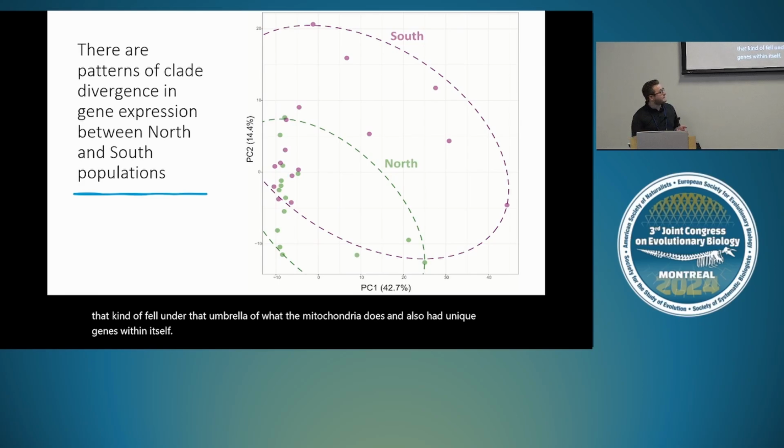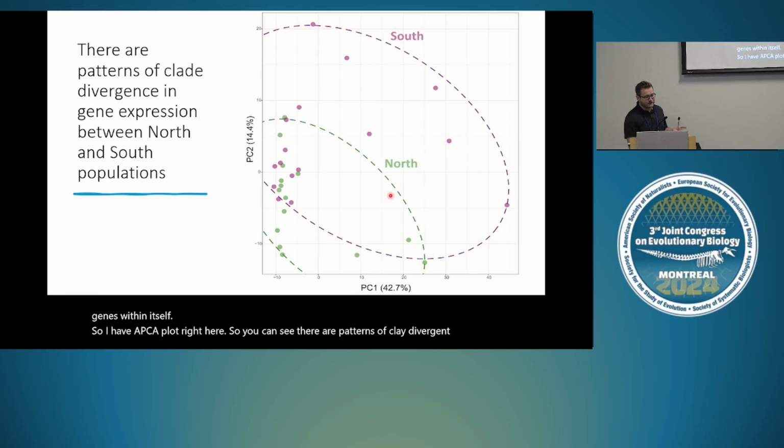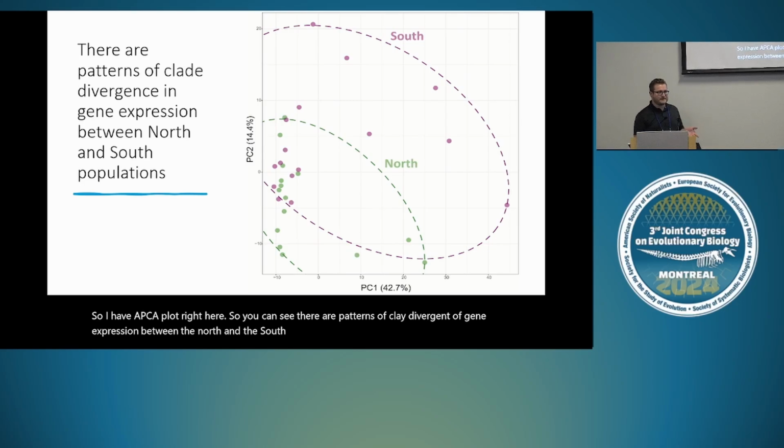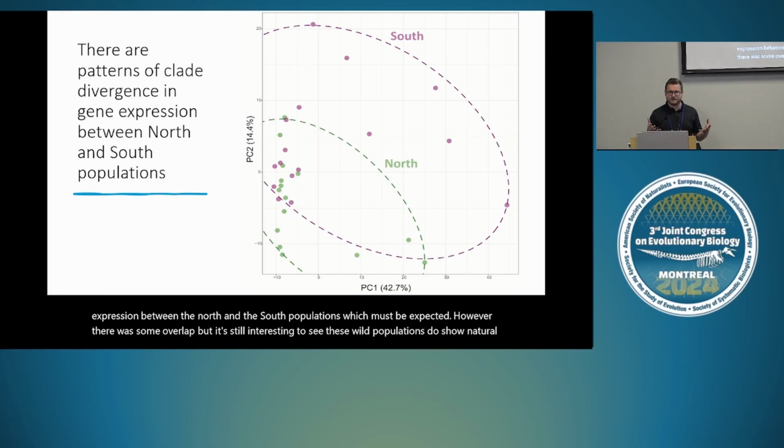So I have a PCA plot right here. You can see there are patterns of clade divergence of gene expression between the North and the South populations, which was to be expected. However, there was some overlap, but it's still interesting to see that these wild populations do show natural variation in gene expression between them.